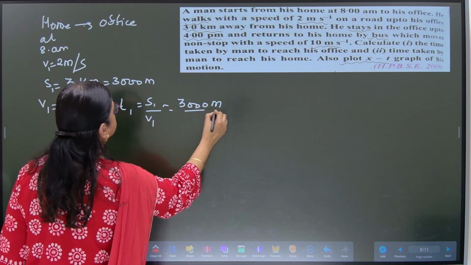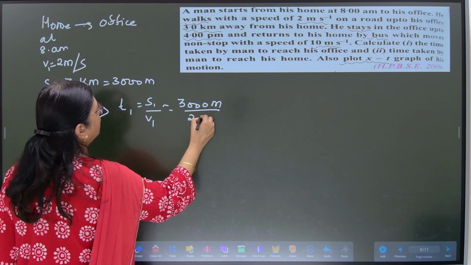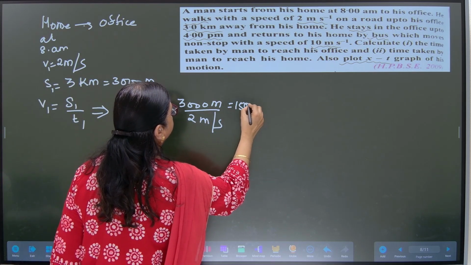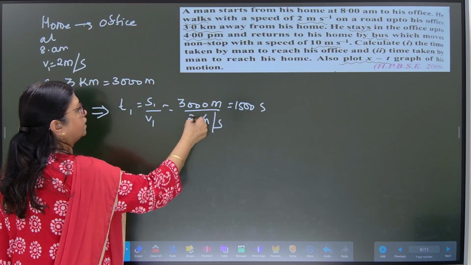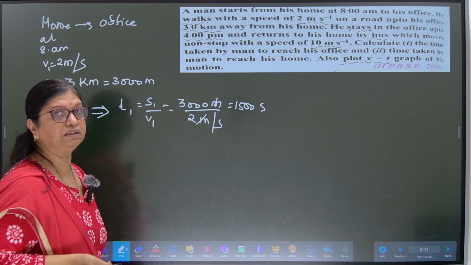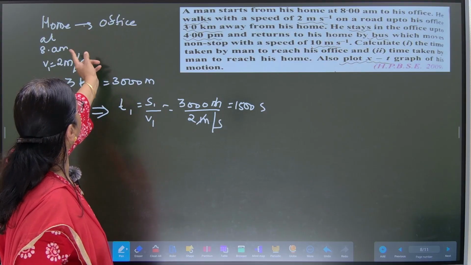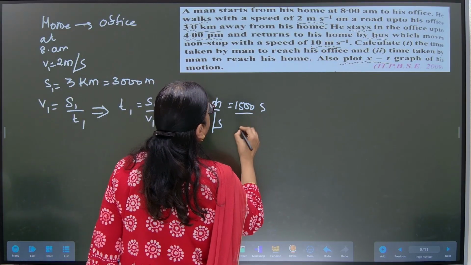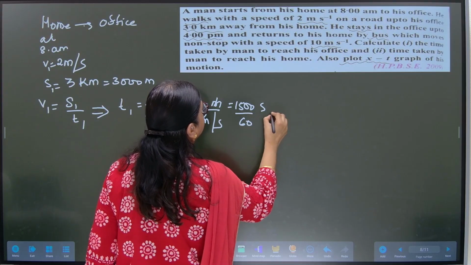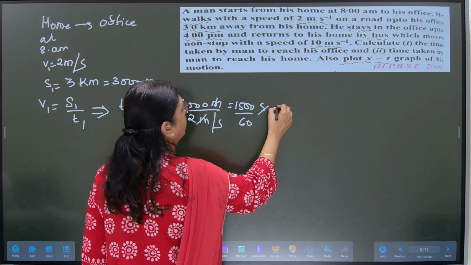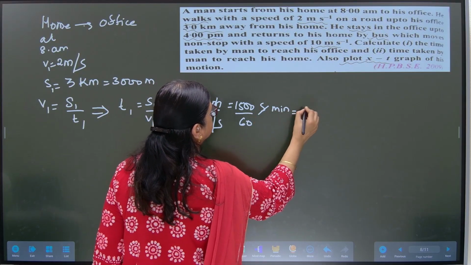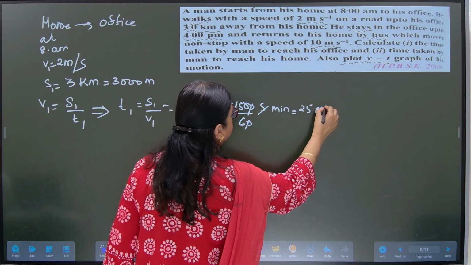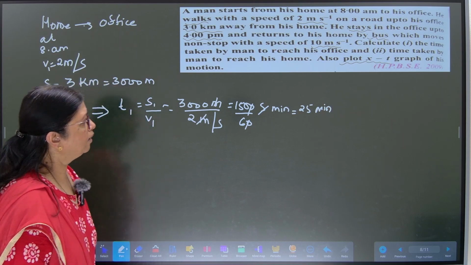3000 meters upon 2 meters per second. So my answer here is 1500 seconds. Meter gets cancelled, seconds. Now the seconds, I have to match it with 8 a.m. So better I convert this into minutes. Cancelling the second, I'll write minutes here, which is equal to 25 minutes.